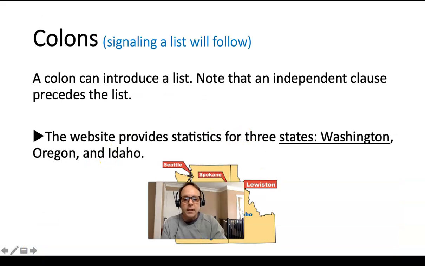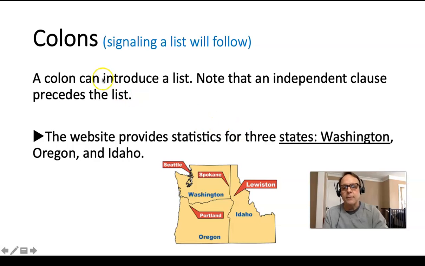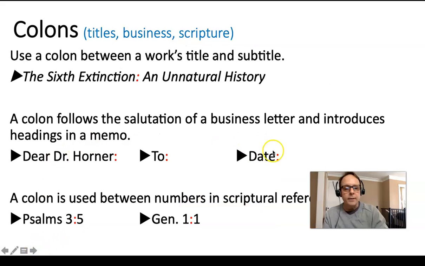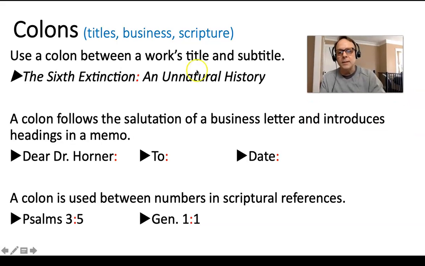Colons can also be used when you have a list that's going to follow, introducing a list. The website provides statistics for 3 states: Washington, Oregon, and Idaho. So these 3 states, and we have our colon that introduces that list. Okay, that's just one more use of that. And then finally, it's often used in between, for example, a title and a subtitle. The Sixth Extinction, that's the title, colon, subtitle, An Unnatural History. We see that a lot.